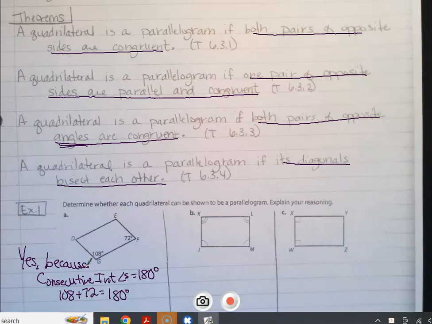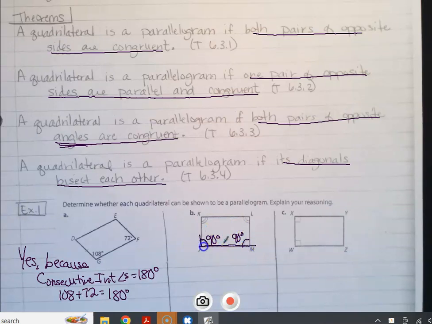Ooh, they're not all congruent. So let's think through that. Angle J and angle M are congruent. Okay, but they are also consecutive interior. So consecutive interior angles that are congruent have to be how many degrees? If we add them together, they have to be 180. So what would they have to be separately? Those would have to be 90, right? Yeah, they would have to be, because they're consecutive interior.